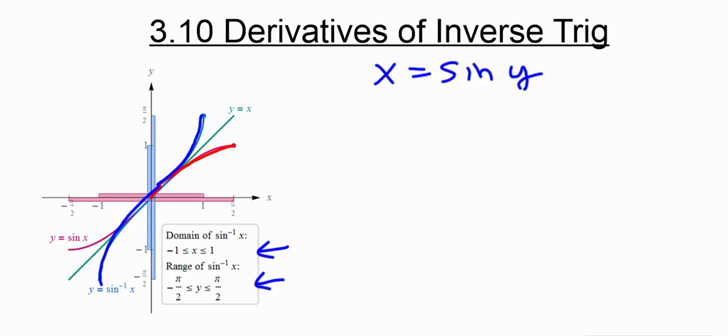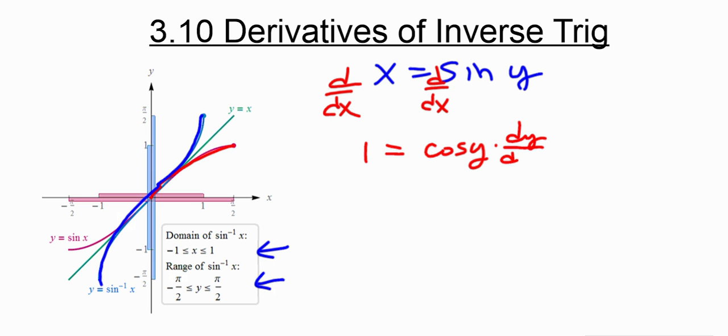So I'm going to go ahead and take the derivative of both sides. And I see my left-hand side is 1, and my right-hand side will be cosine y, but because it's with respect to x, I have to do the chain rule and say times dy/dx. I'm then going to solve this for dy/dx, and I see that it's 1 over cosine y.